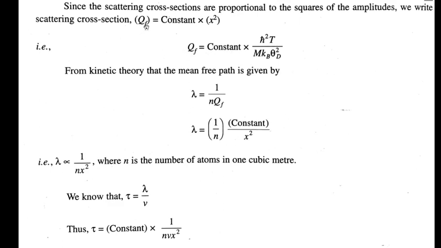scattering cross section, and that would be q f, with a certain constant. Ideally, one should think that the scattering cross section is proportional to the square of the amplitude, and it is written here, proportional to the square of the amplitude, and therefore it is x square. So the scattering cross section is multiplied with certain constants, and finally we are able to get the mean free path, and once you have the mean free path, you may have the relaxation time in terms of the amplitude. So it is 1 over n nu x square.